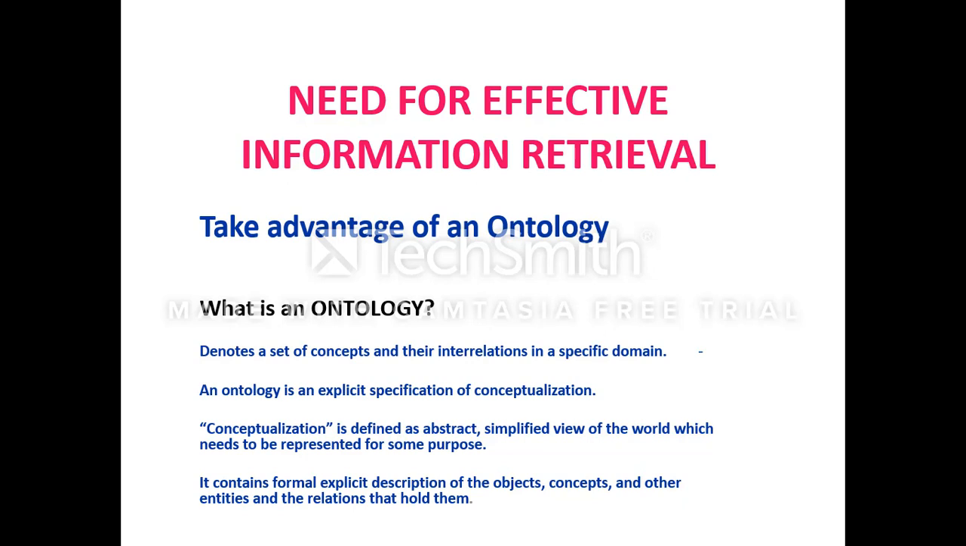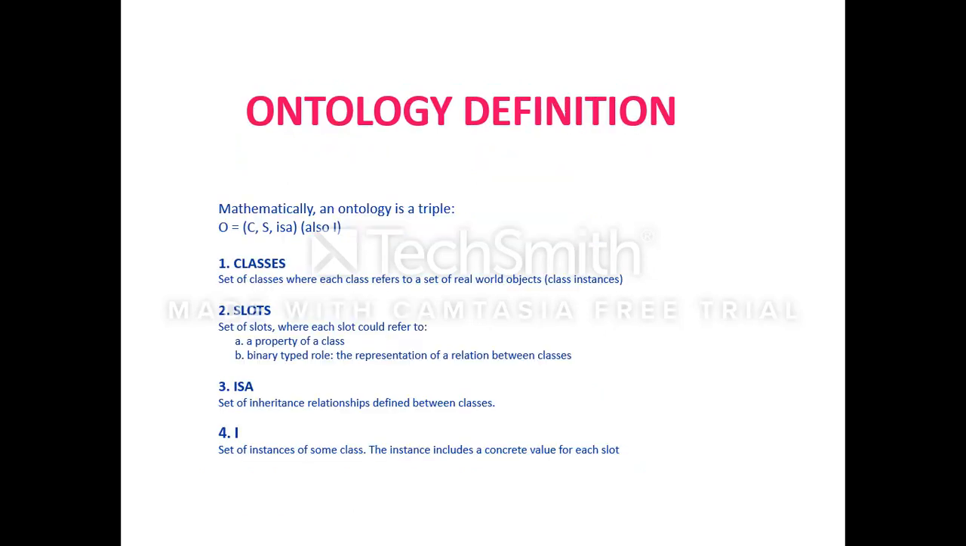An ontology denotes a set of concepts and their interrelations in a specific domain. It is an explicit specification of conceptualization. Conceptualization is defined as an abstract, simplified view of the world which needs to be represented for some purpose. It contains formal, explicit descriptions of objects, concepts, and other entities, and the relations that hold among them.